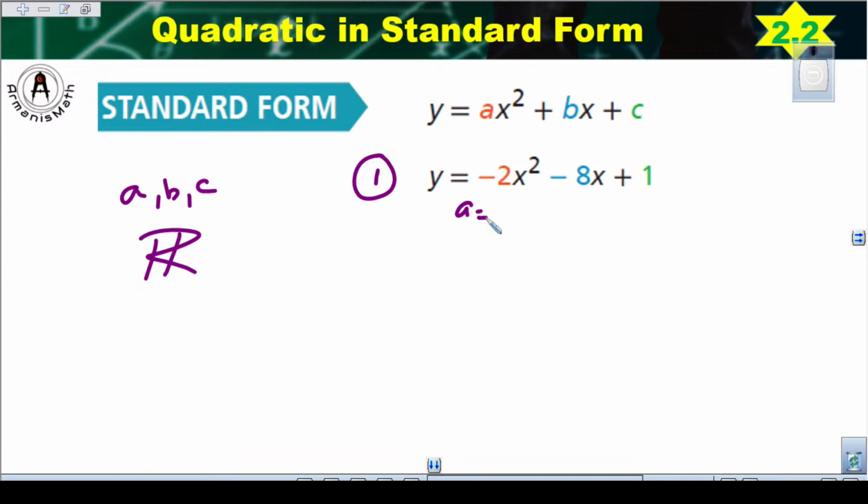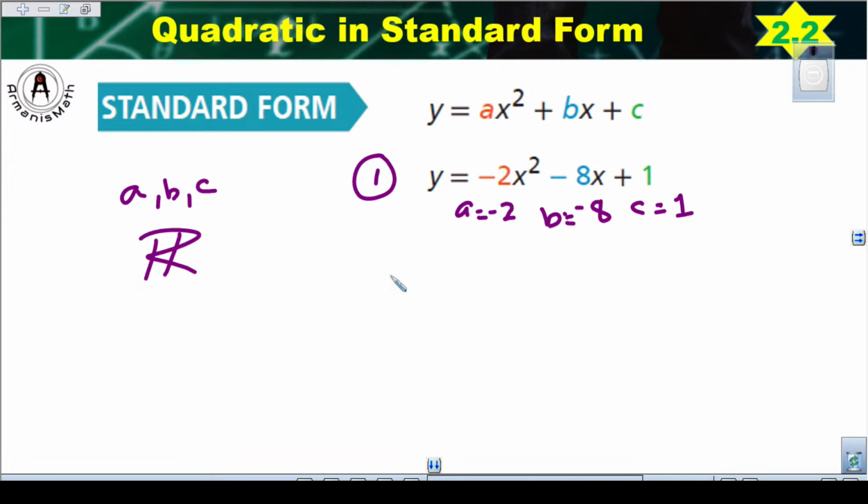A equals -2, and that's what I would do in every single problem. I've got to label these. B equals -8, and C is going to equal the number by itself, which is 1. Also, make sure that you take the number with its sign, meaning B will have to equal -8, the whole thing, not just 8. It's actually -8.